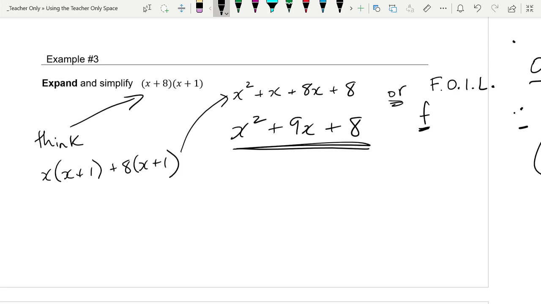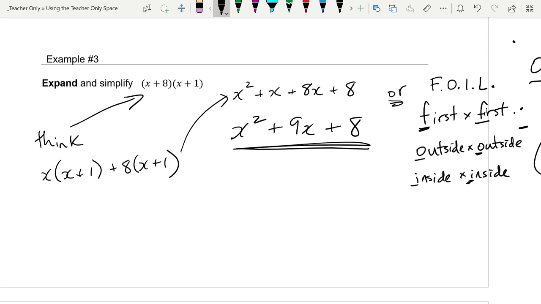But F stands for first times first. O stands for outside times outside. I stands for inside. And then it helps if you spell inside properly. Inside times inside. And L stands for last times last.